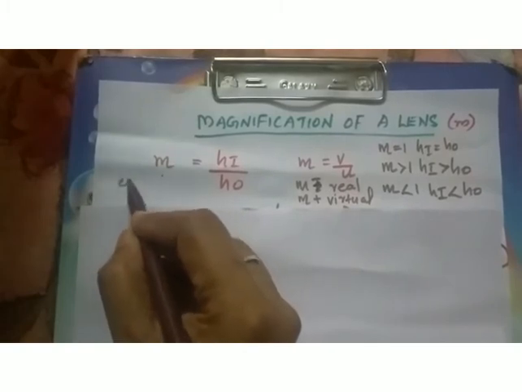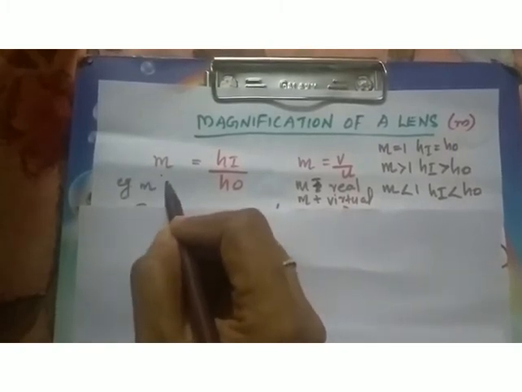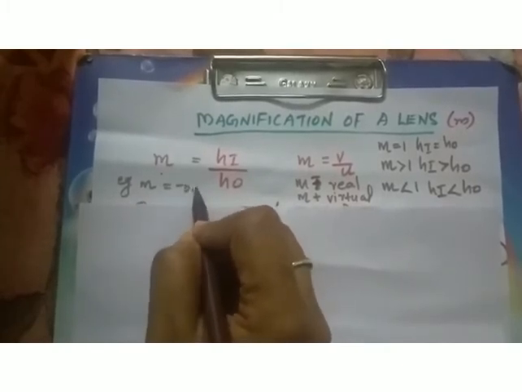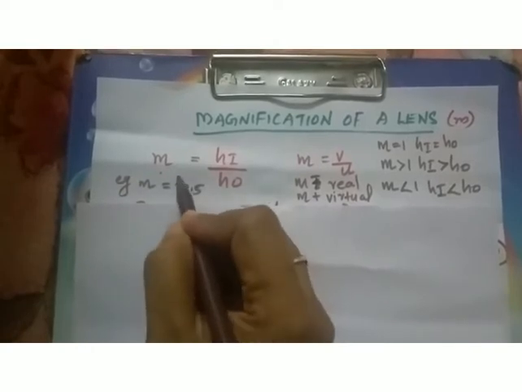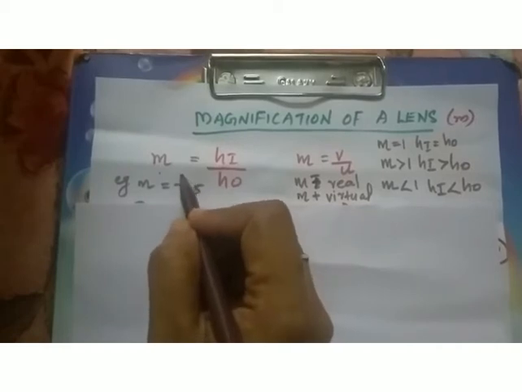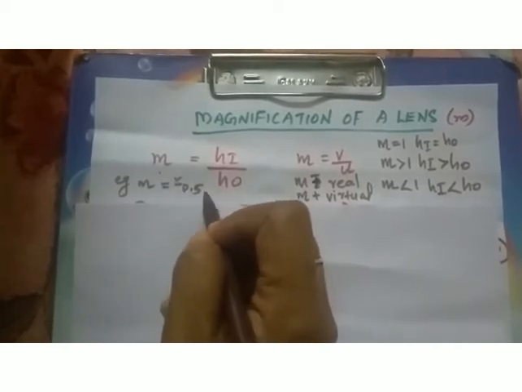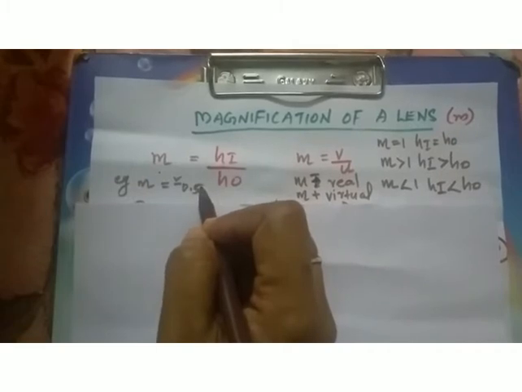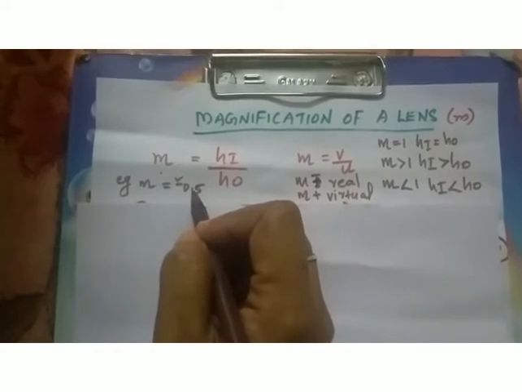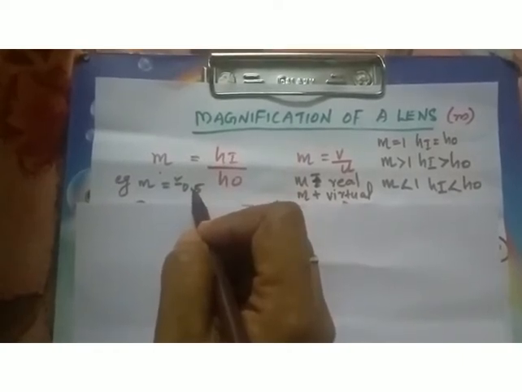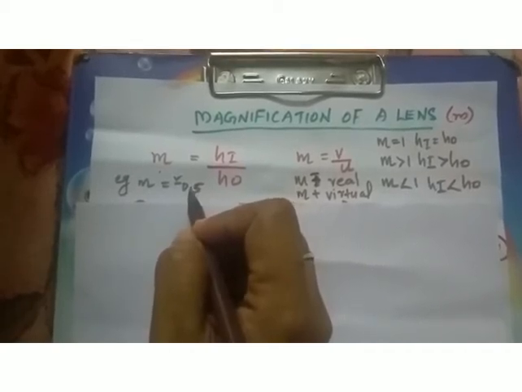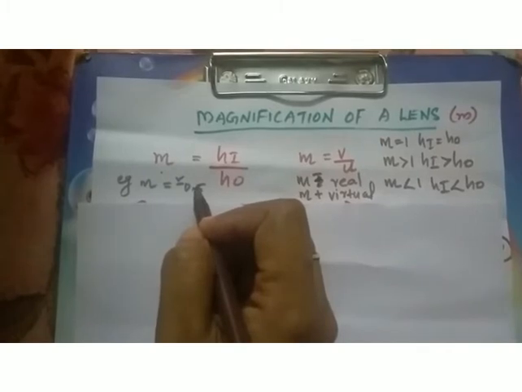For example, if the magnification produced by a lens is minus 0.5, what is the nature of the image? First look at the sign, it is negative. So the negative sign implies that the image is real. Then look at the magnitude. The magnitude is 0.5, which is less than 1. If magnification is less than 1, then the height of the image is less than the height of the object. That is, it will be a diminished image. So it will be a real, inverted and diminished image.